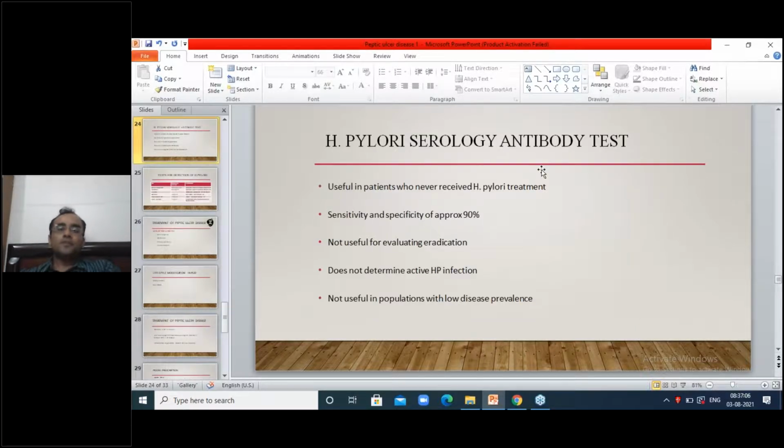Now the other non-invasive test is the serology. It is also useful and has a sensitivity and specificity of approximately 90%. But serology will be positive after eradication of H. pylori also, so it is not useful in establishing eradication of the infection. And as far as the practicality in practice is concerned, it is not commonly used. I have never got done an H. pylori serology test even once.